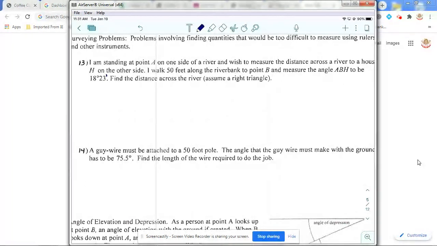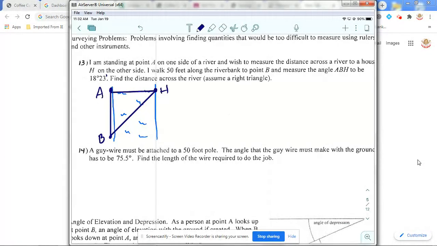So the first thing you want to do on all of these is draw a diagram. It should eventually be a right triangle, but I'm going to draw a river. Okay, so I am at point A. There's a house across the river at H. And then I walk down the river to point B, and I have a tool I can use to measure an angle across the river.